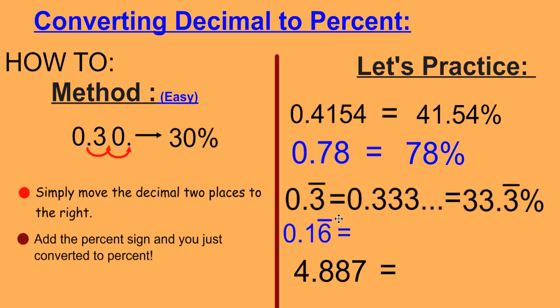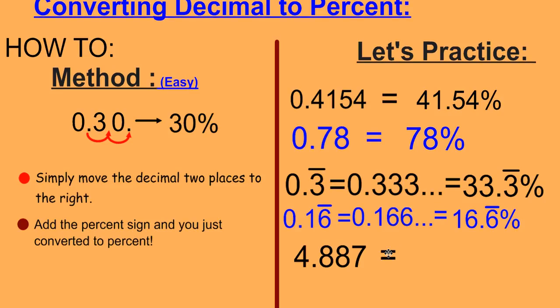See if you can apply that to solve this next one. Okay, first you write the decimal with the repeating 6's. Since the line's only over the 6, that's the only number that's repeating. When you write the percent, it would be 16.6 repeating percent.